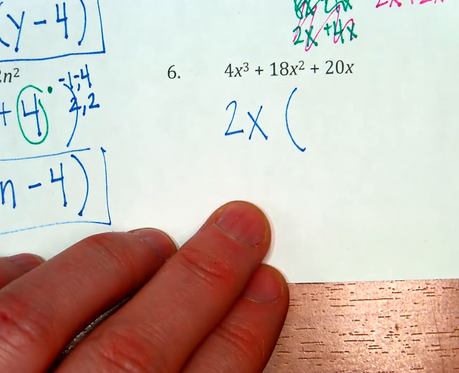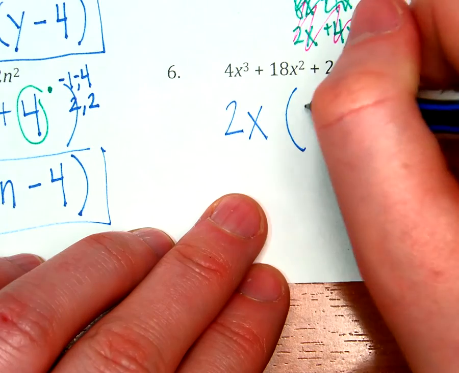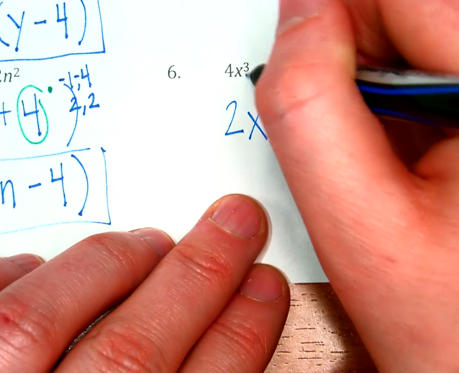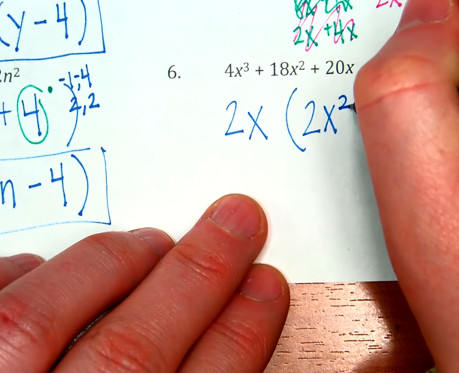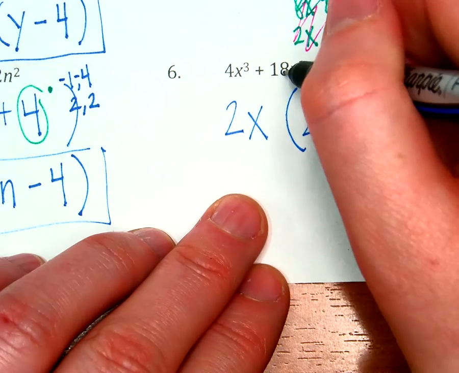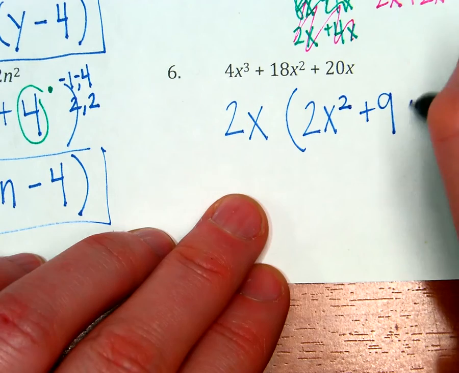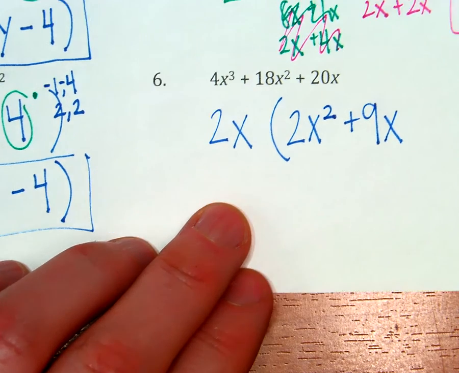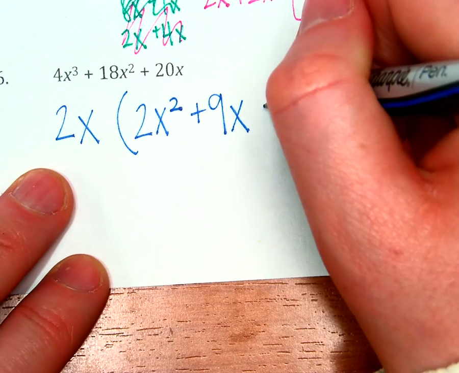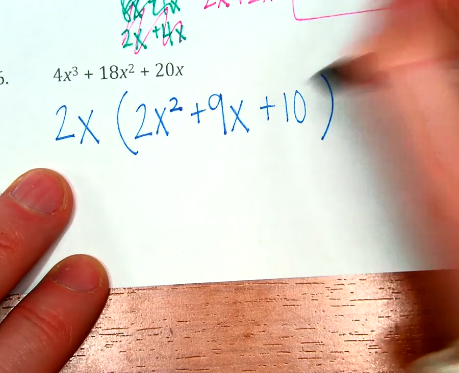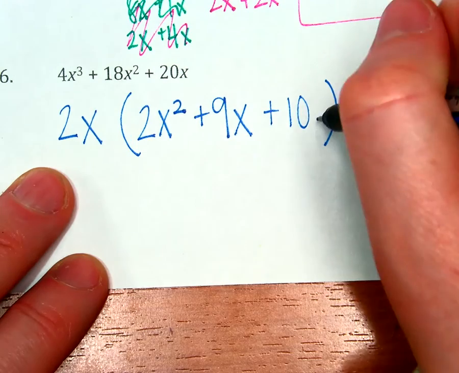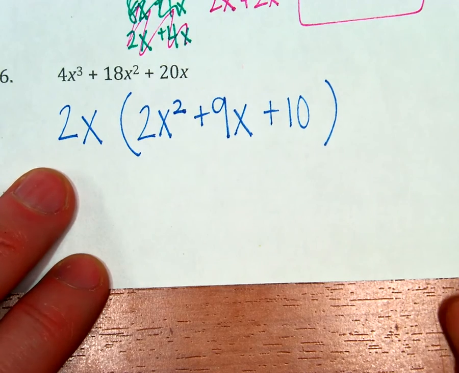I write my leftovers in parentheses. 4 divided by 2 is 2. X cubed, take out an x, that's going to leave me with x squared. For the next term, 18 divided by 2 is 9, so positive 9. X squared, take out an x, leaves me with x. And then 20 divided by that 2 is going to be 10. So plus 10, x, take out x, no letters next to that one.